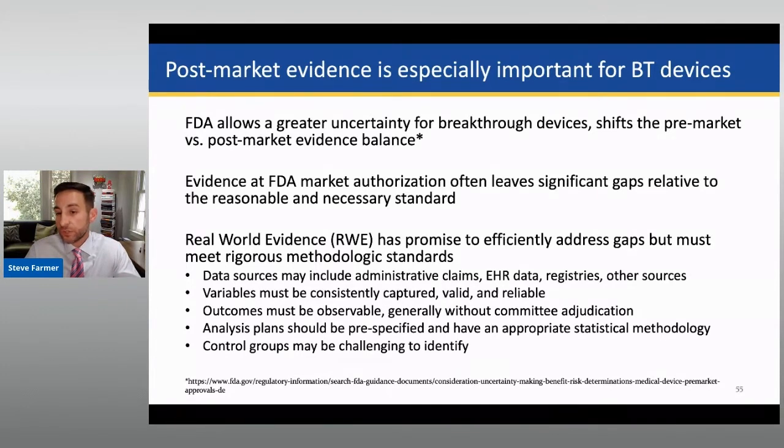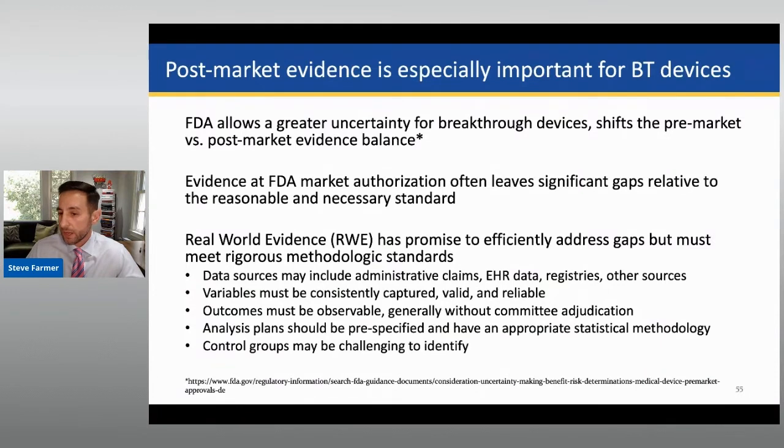The FDA allows for greater uncertainty because breakthrough devices address an unmet clinical need or offer considerable advantages relative to existing treatments. The FDA recognized that allowing greater uncertainty shifts some evidence development needs from the pre-market to the post-market time period. Real-world evidence has considerable promise to effectively address those evidence gaps in the post-market period, but studies that rely on real-world evidence will be held to the same rigorous evidentiary standards as conventional studies are.